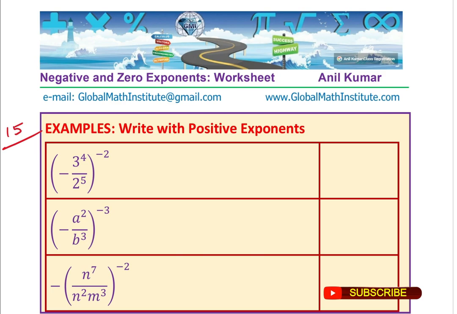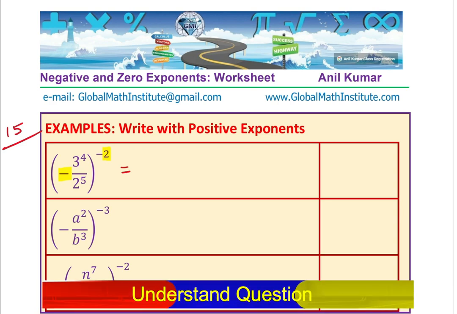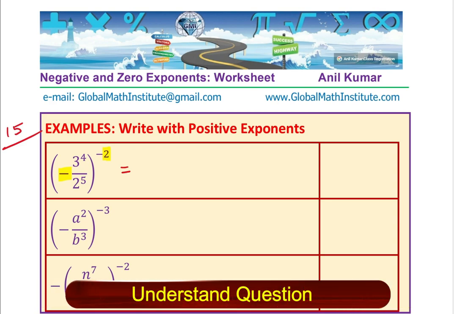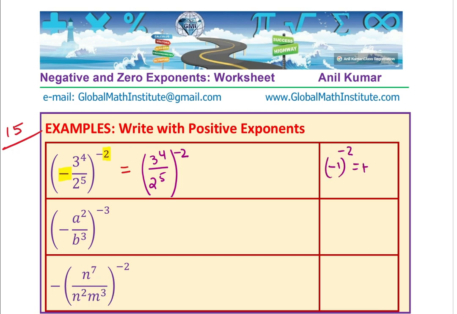Perfect. So let's begin. So the first one, negative, since the power is even, forget about that negative. First handle this. It becomes positive. So I'll go step by step and I will write this as 3 to the power of 4 over 2 to the power of 5, and to the power of minus 2. So I've taken care of minus 1 to the power of minus 2, right? So I'm saying minus 1 to the power of minus 2 is just plus 1. And so I have dropped the sign which was here. Makes sense, right?